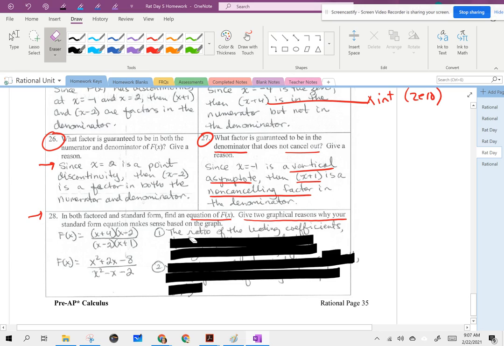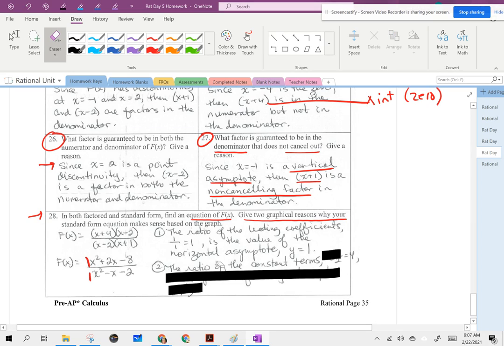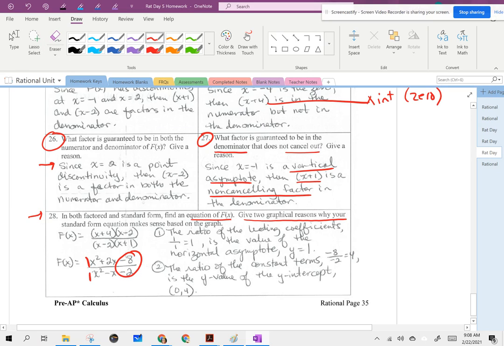Let's take a look at reason number 1. The ratio of the leading coefficients, 1 over 1, equals 1 and is the value of the horizontal asymptote y equals 1. Okay. Then reason number 2, the ratio of the constant terms, which is -8 over -2, equals 4, and that is the y value of the y-intercept (0, 4).